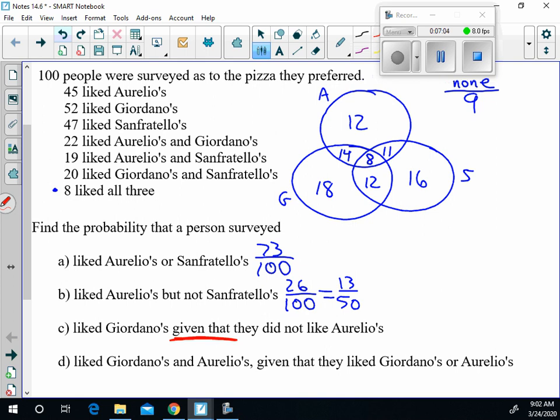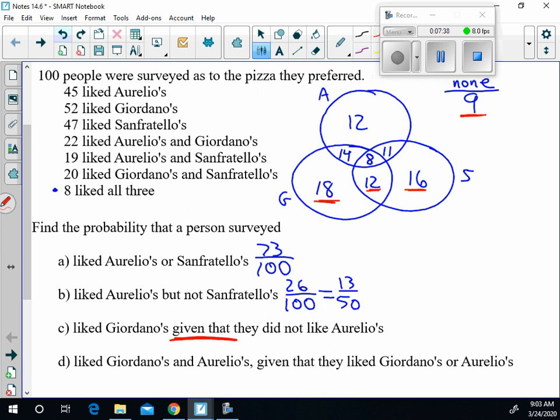Okay? So let's think about this a minute. If they didn't like Aurelio's, that means we need to look at all of those other people. Now I'm seeing an 18 plus a 12 plus a 16 right across the bottom there, plus the 9. Let me underline this real quick. They don't like Aurelio's. They don't like Aurelio's. They don't like Aurelio's. And they don't like Aurelio's either. All those other people like Aurelio's, so they're not in our group.